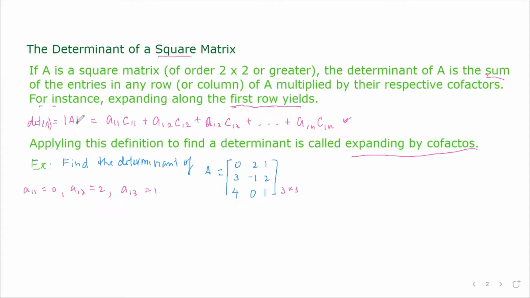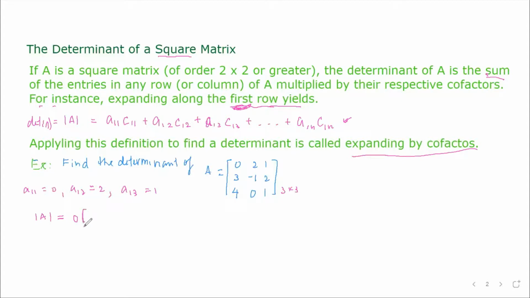So if we want to find the determinant of this matrix, we're going to use the first row according to the definition, but we can use any row, don't forget. So now we work on the first row. Then determinant A is equal to A11, use this formula. A11 is 0, so 0 here. So 0 times C11, right? Times C11, we use the formula.